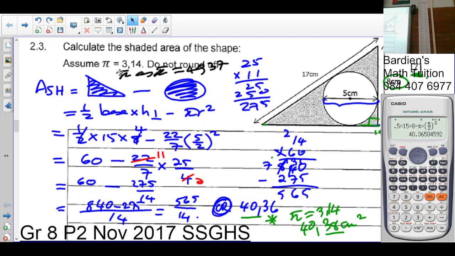Unless the question specified: use pi in its true form, or use pi to be 22/7 or whatever. You use it according to what is asked. Okay. A nice question here.